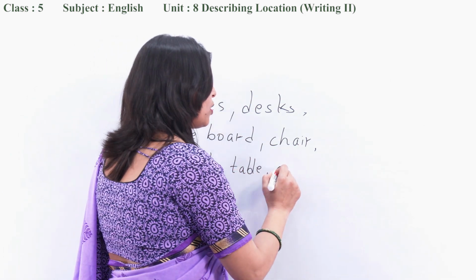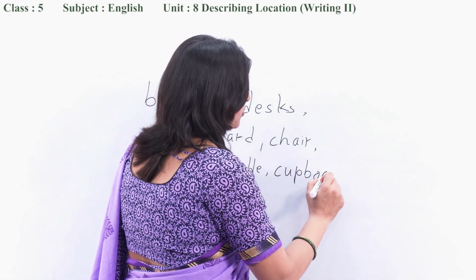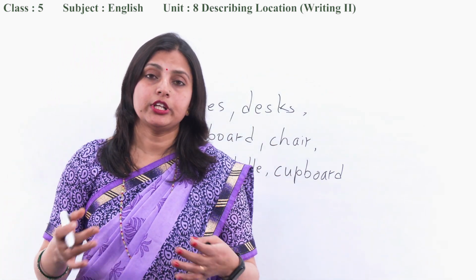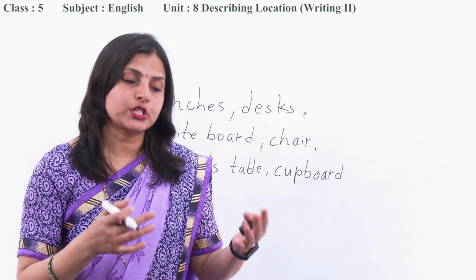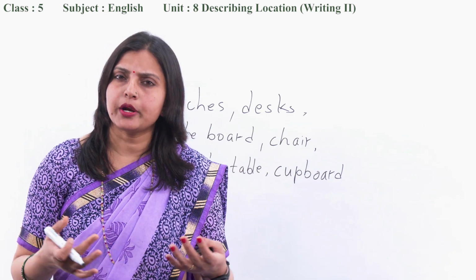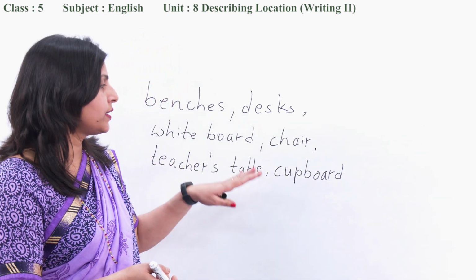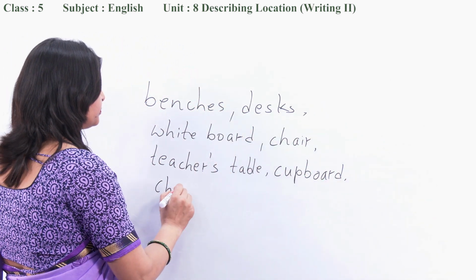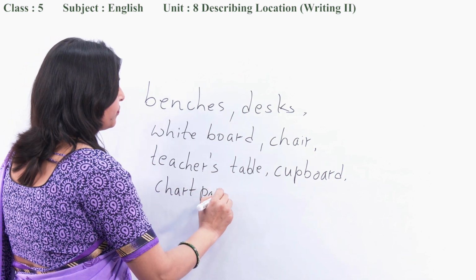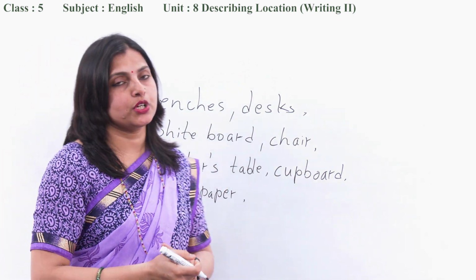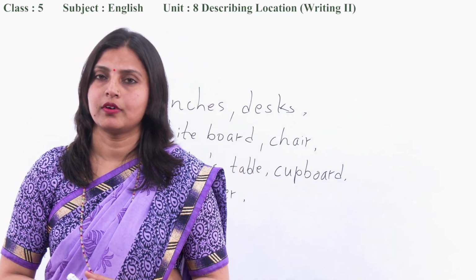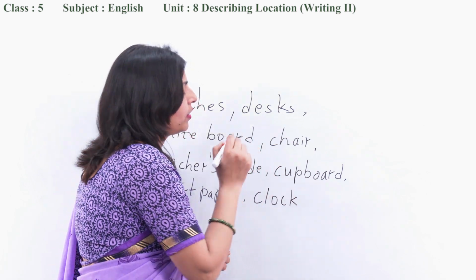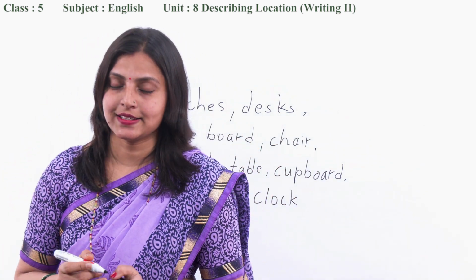Okay, yes, there can be a cupboard also, where the teacher puts the exercise books which are left to be checked, or some other requirements of the classroom. Yes, so there is a cupboard also. There can be chart papers. Yes, there can be chart paper. What other things are there in the classroom? Yes, why not? There can be a clock. Okay, in fact there must be a clock, isn't it?